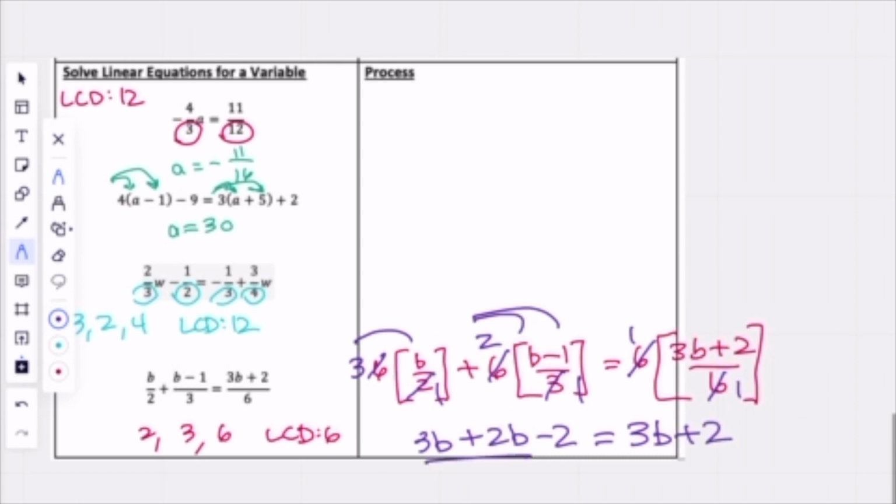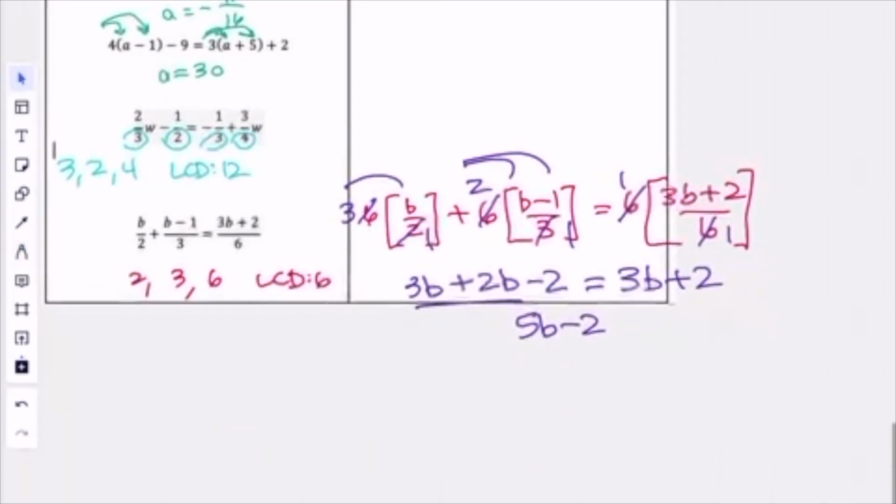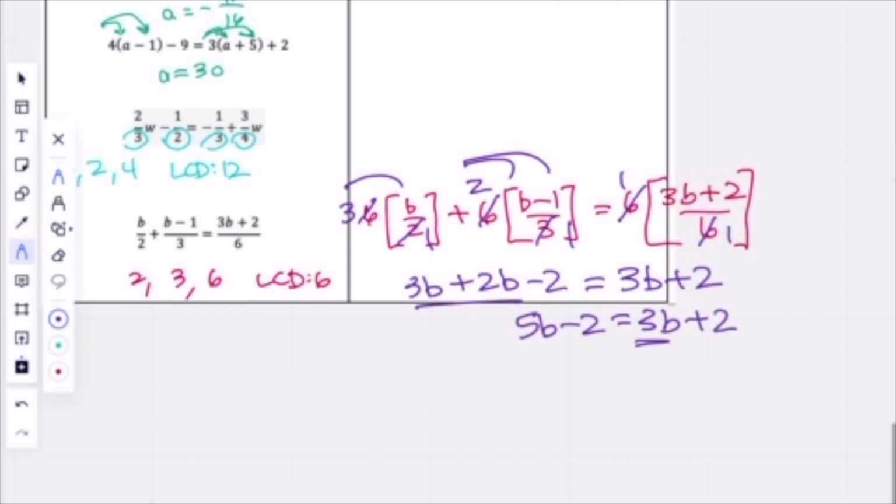So I've got 3b plus 2b on the left. I've got 5b minus 2 is equal to 3b plus 2. Bring this 3b to the left, and I'll have 2b. And if I add 2 to the other side, I'll have positive 4, so b is equal to 2. And that should be it.